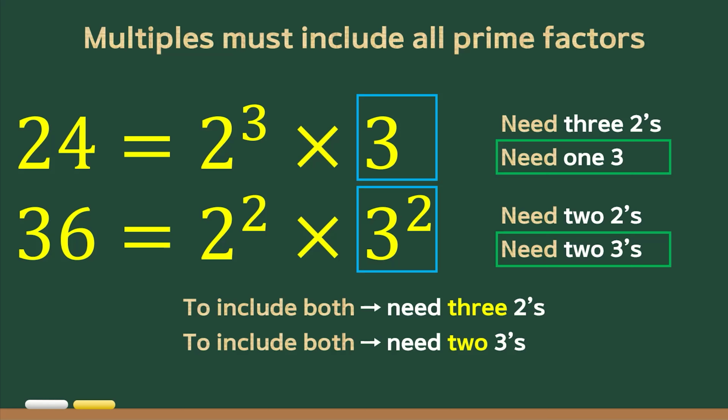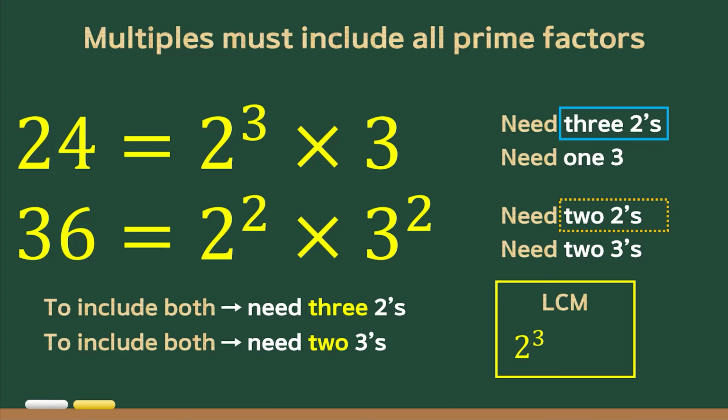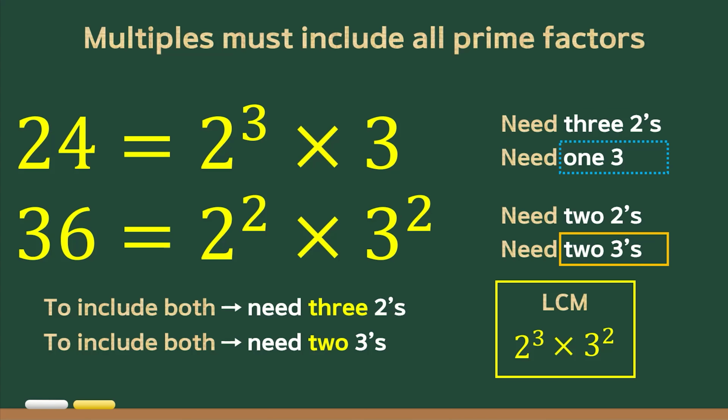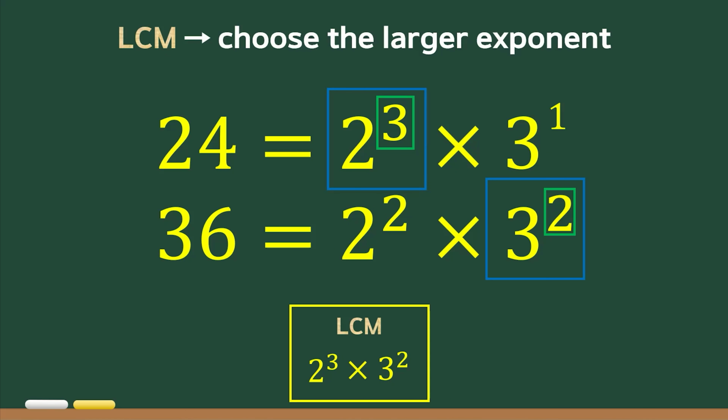To make the least common multiple, we take the maximum exponent for each prime factor. So we get 2 to the third power times 3 squared. That gives us 72. Now, we can see the pattern. For each prime factor, we choose the largest exponent, because the number must include all factors from both numbers.